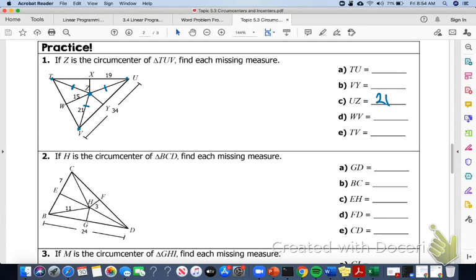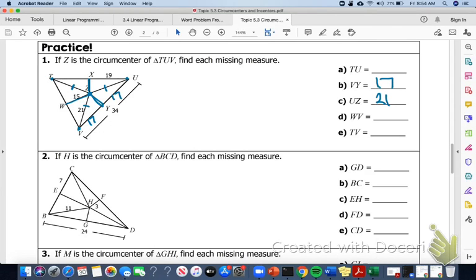And now I also have segments being split in half because each perpendicular bisector is creating this point Z. So, like, we are given VU is 35, so each half would be 17. And that would be VY.